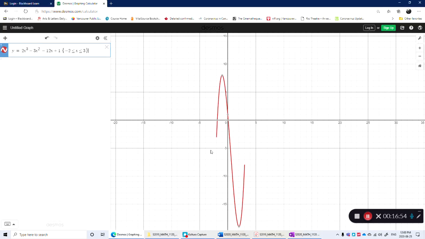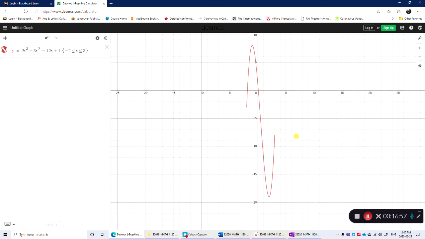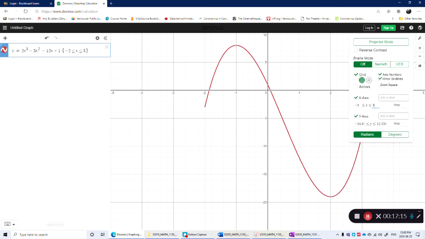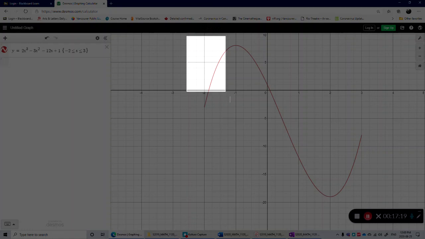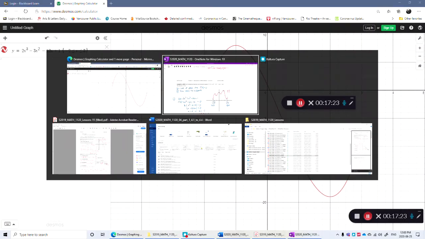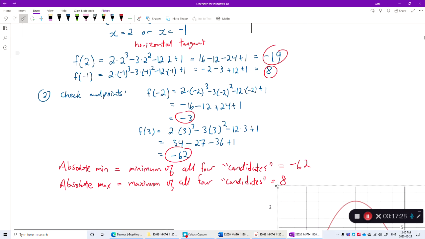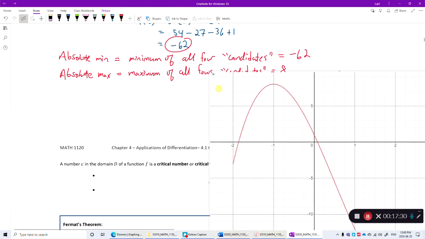And so we're just looking at that interval. So I can see the two places with the horizontal tangent, right? Let me actually make a graph that I can copy into my notes. Okay, that's pretty good. And I'm going to take a little screenshot here. Okay, so we're going to paste that. It's a little bit large.